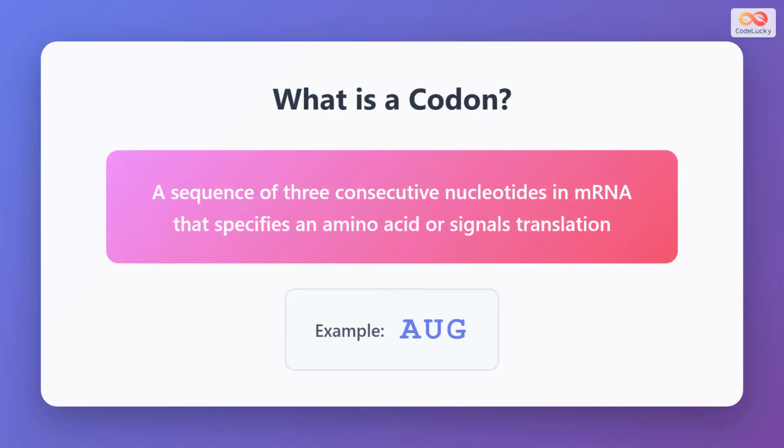A codon is defined as a sequence of 3 consecutive nucleotides in messenger RNA that specifies a particular amino acid or signals the start or stop of translation. Each codon acts like a 3-letter word in the genetic language. For example, the codon AUG is one of the most important codons you'll encounter. Think of codons as instructions that tell the cell which amino acid to add next during protein construction.